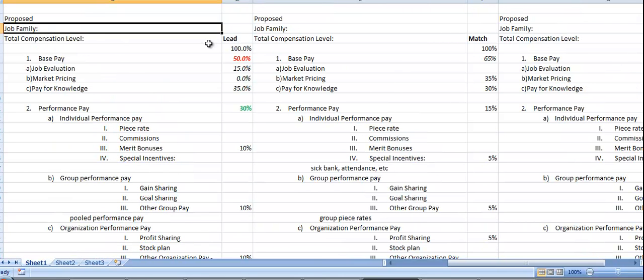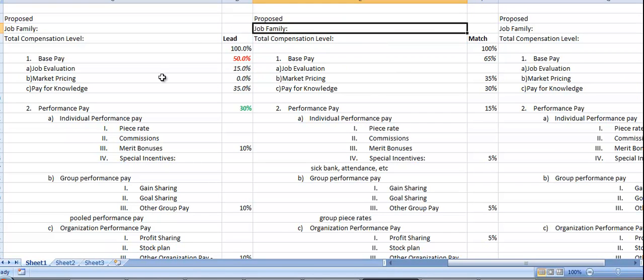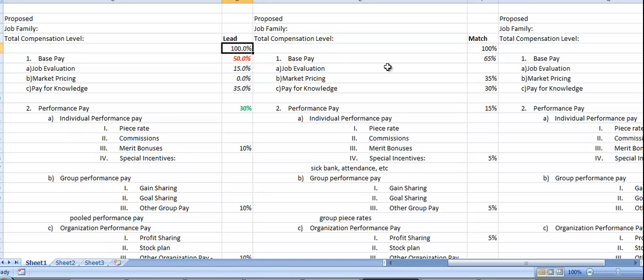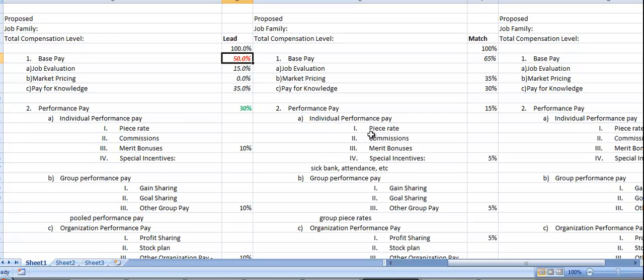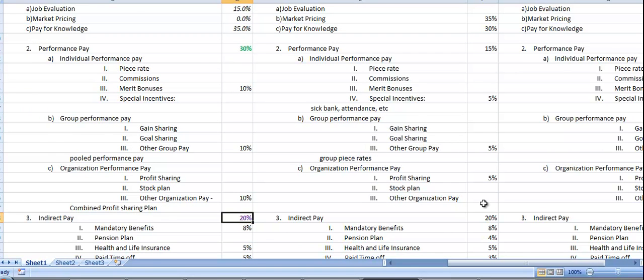Okay, now I blanked them out, but she did the template. She did it in Excel. I don't want it in Excel, but this is what she did. So 100% is the total compensation. She decided that for this particular job family, which shall remain unknown, she was going to allocate 50% to base pay, 30% to performance pay, and 20% to indirect pay.